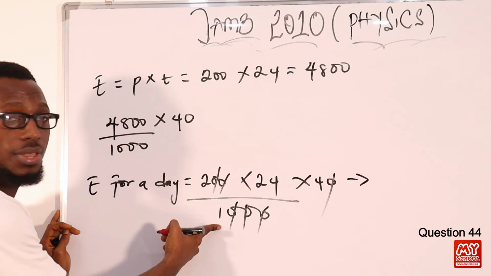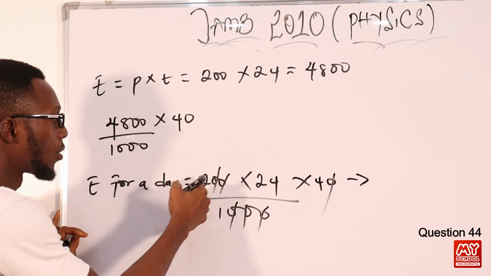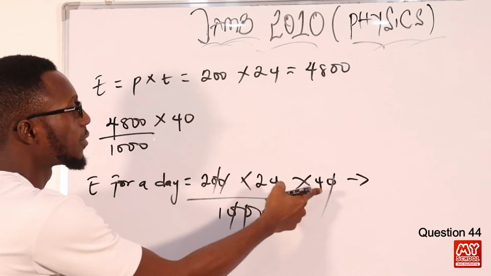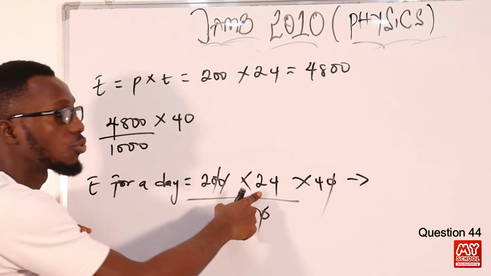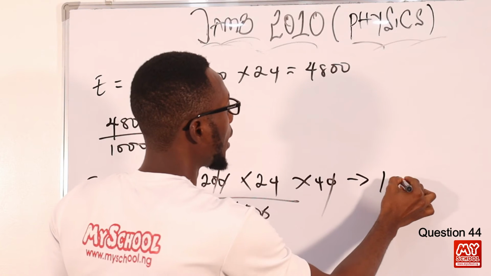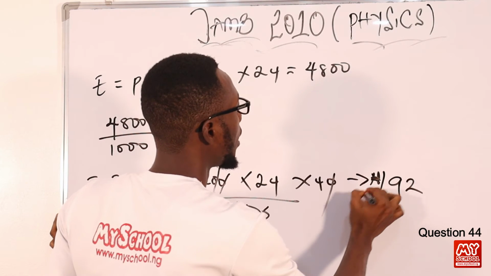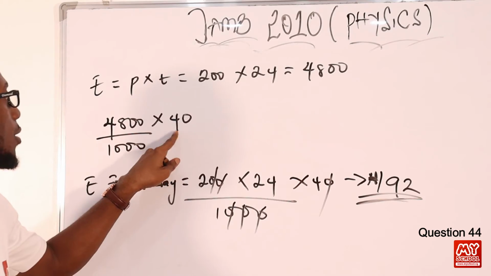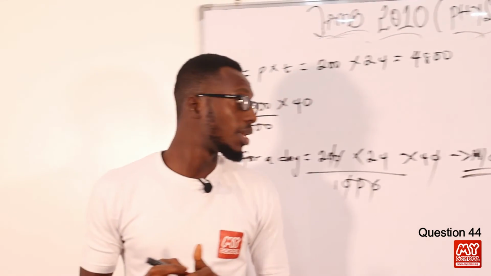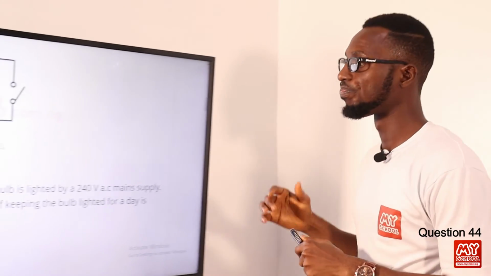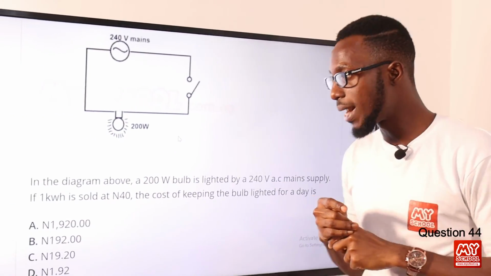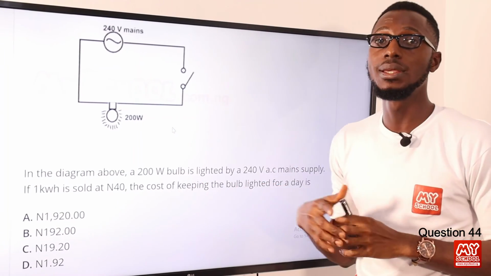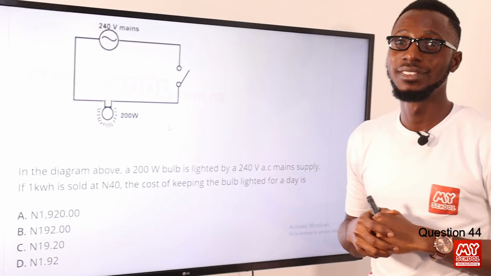So basically there's nothing at my denominator except 1. So I have 2 times 4, that is 8. 8 times 24 should give us 192. So for a whole day, it should cost 192 naira if it is charged 40 naira per hour. So let's see if we have 192. Yes, we can find that in option B. So option B is the correct option.